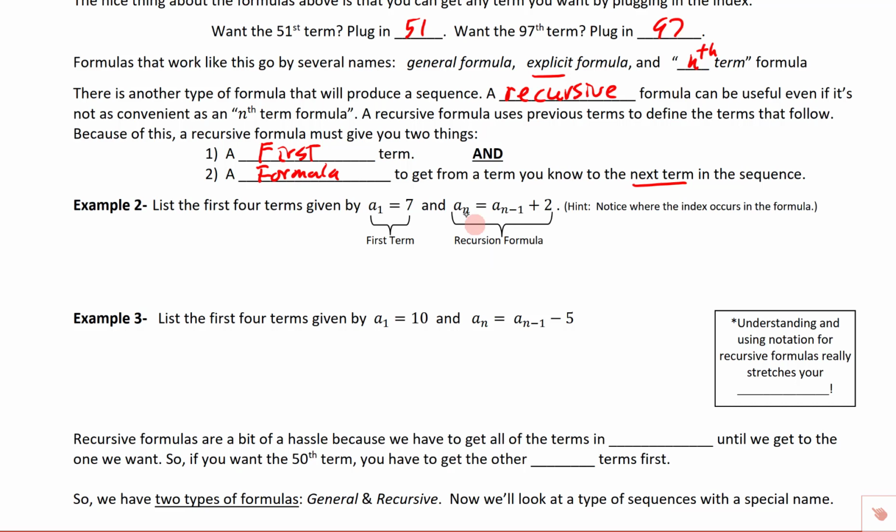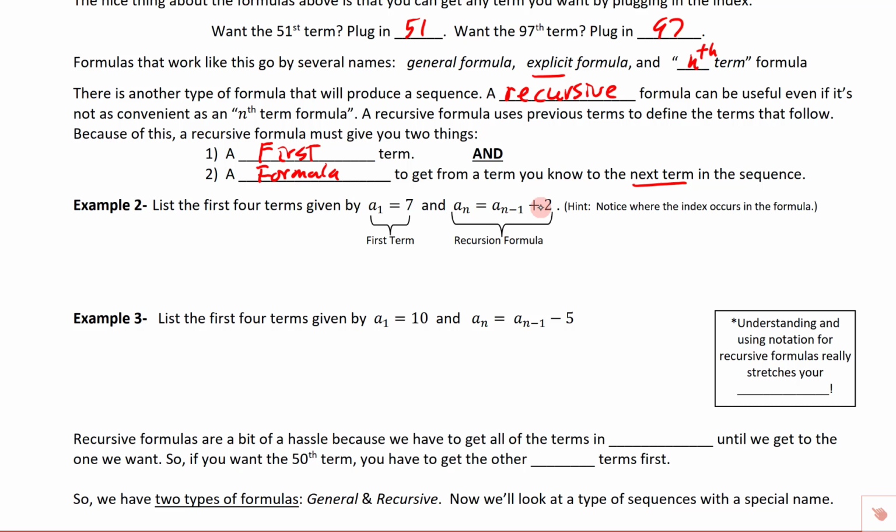So we've got a sub n over here. Notice that the index is right here, and then we've got a sub n minus 1. These are both written smaller and a little bit lower. They're subscript, we say. So I plug in the same number here and here, and then I'm going to take whatever that term is right here, and I'm going to add 2 to it.